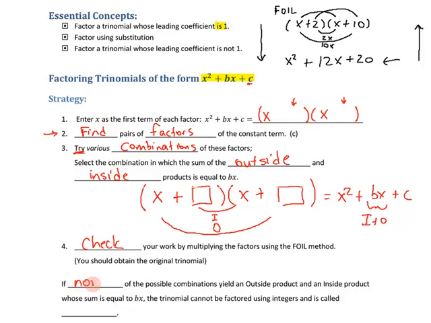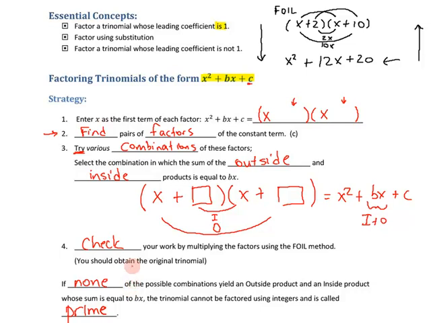If none of the possible combinations, if none of the pairs of factors of c will give us an outside product and an inside product that add to give us b, then the trinomial cannot be factored using integers, and it's called a prime polynomial.